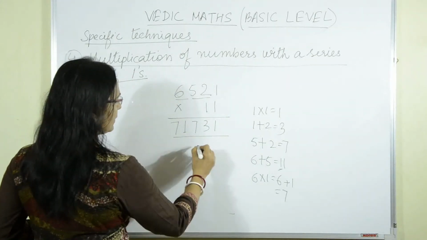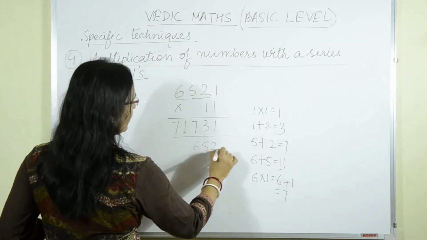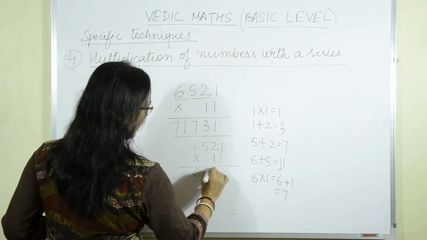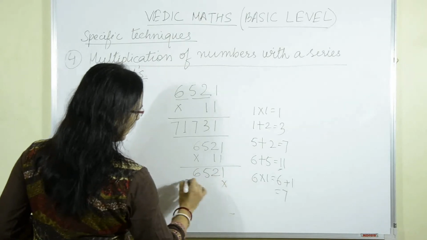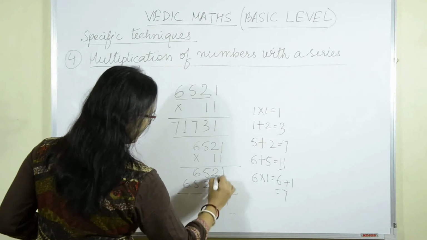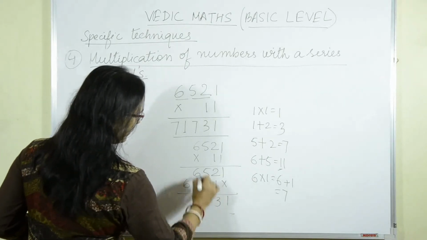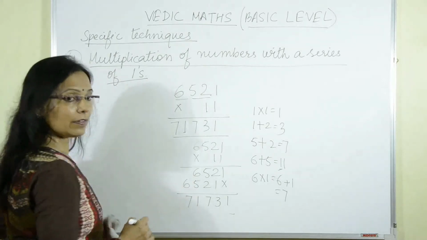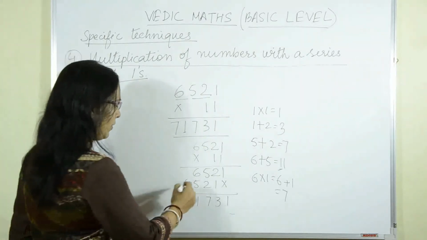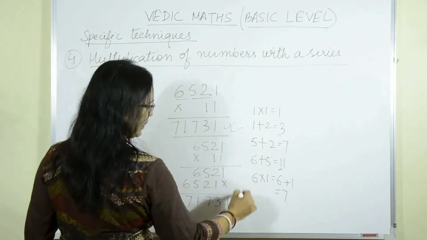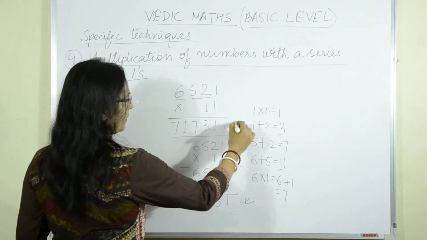So here I see that this answer is 71731. Let us check this as well. 6521 multiplied by 11. I have 6521 and 6521. So 1, 3, 7, 11 and this 7 added with the 1 of 6. So we can see that this answer and this answer is the same.